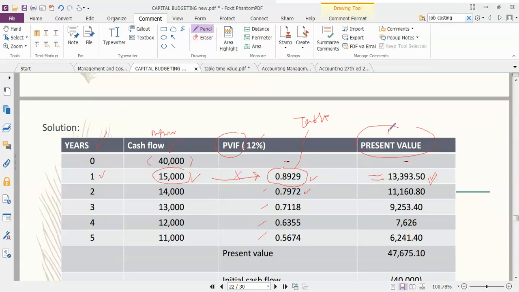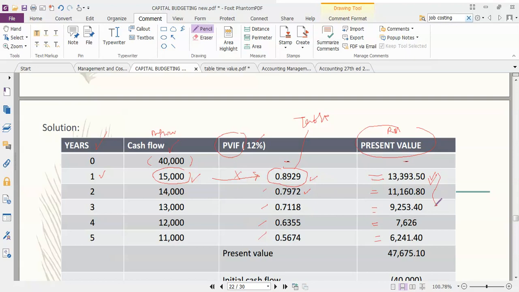Okay, please remember that the present value is in RM, okay? In currency. RM, ringgit, Malaysia. Dapat. Alright, very good. So same goes to the second year is 14,000 times with 0.7972, you will get 11,160, okay? You just multiply all this until for the 5 years.